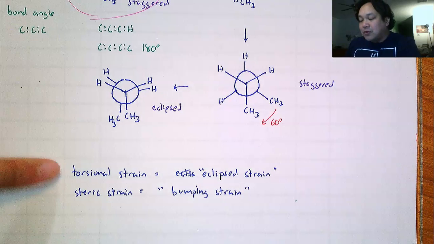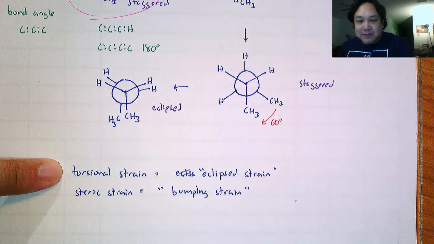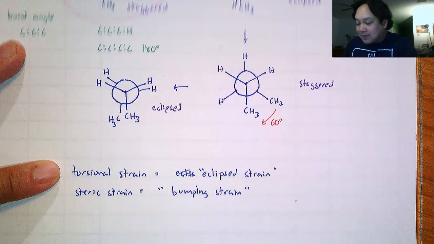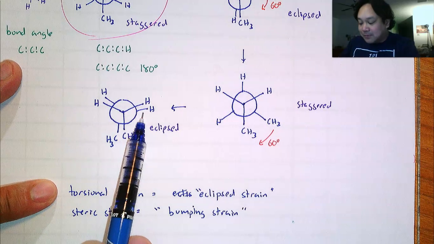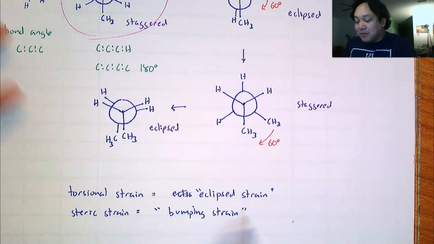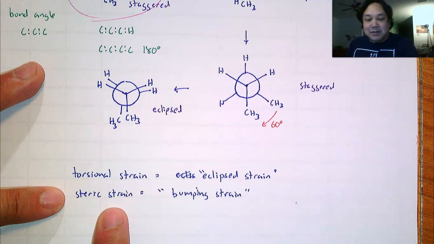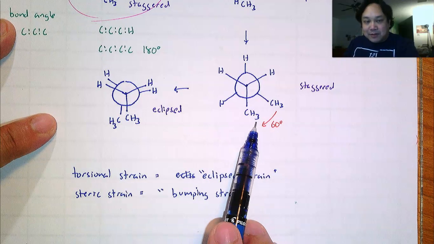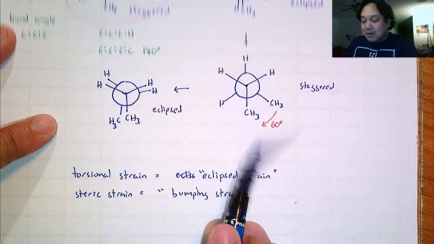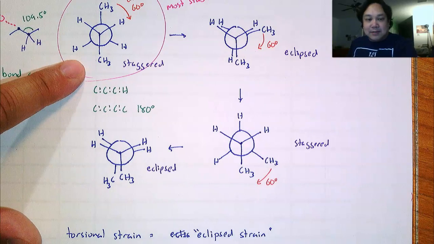So the torsional strain is a repulsion of electrons in the bonds, right? See these two bonds here, they're eclipsing this bond right here, repulsion. Over here it's actually physically bumping into each other, so this molecule in this conformation is less stable than this up here.